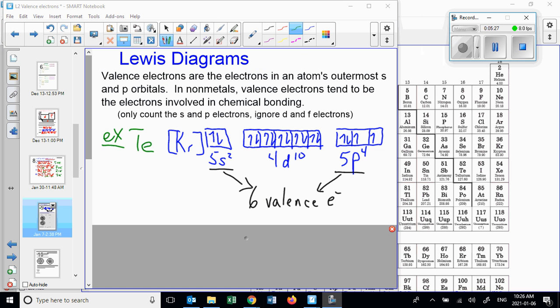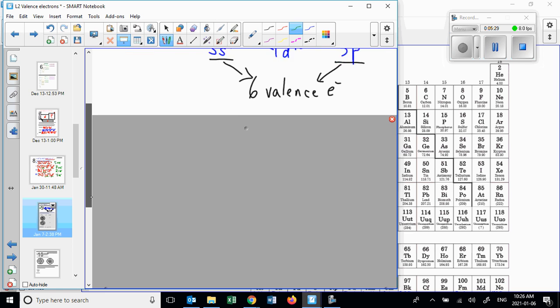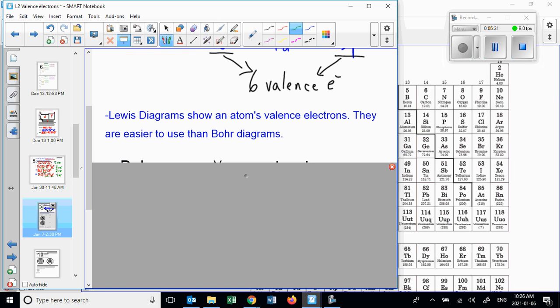Now we're going to look into how to do the actual Lewis diagrams using valence electrons. Lewis diagrams show an atom's valence electrons. They are easier to use than Bohr diagrams. Okay? Just jot that down, I'll give you 30 seconds.